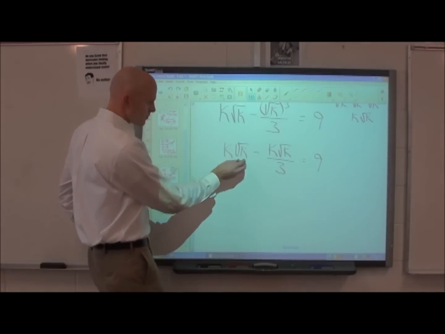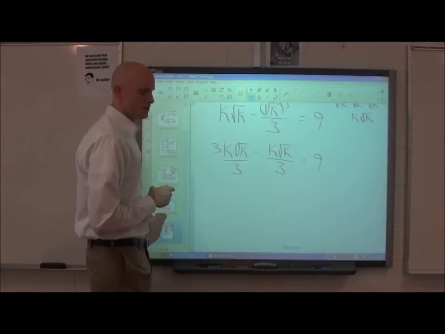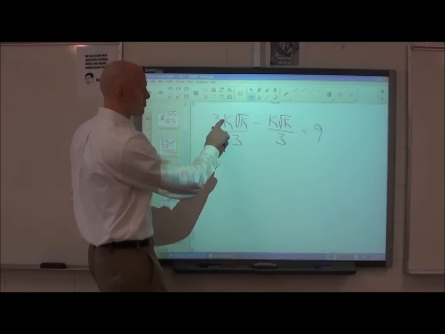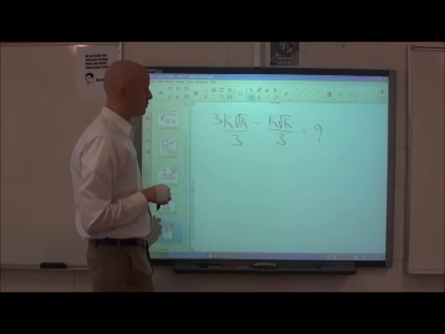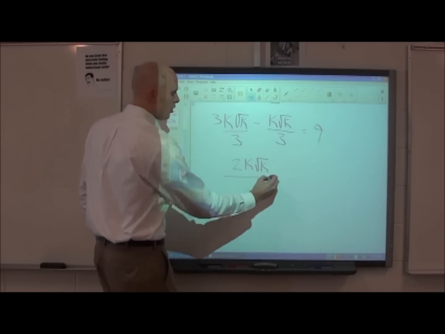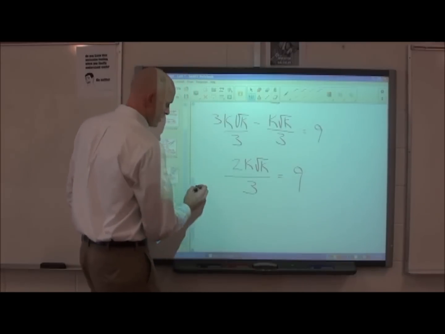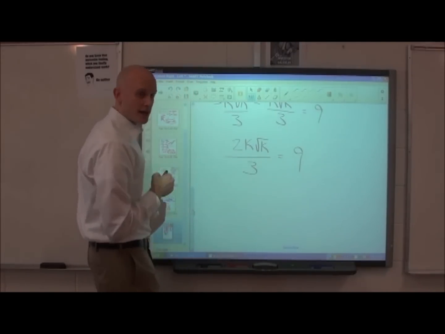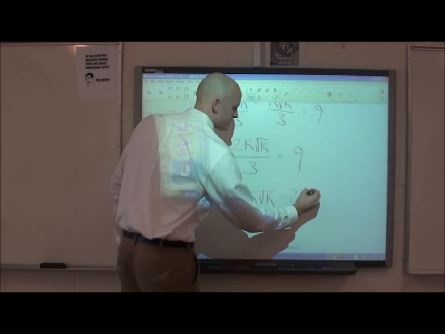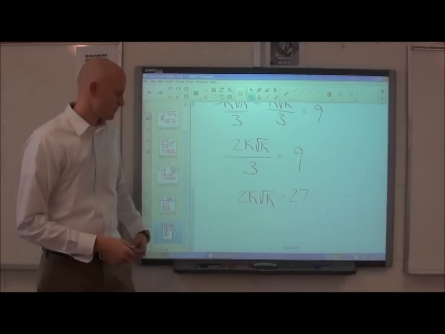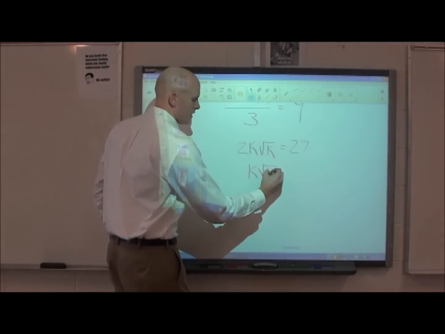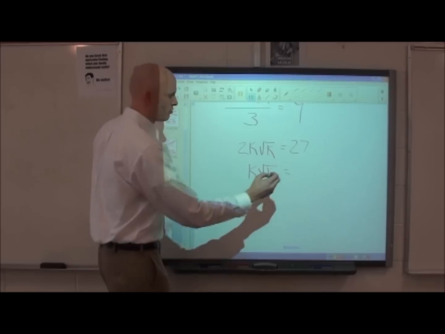Simplify. Multiply each of these by 3 so that we have a common denominator. Now we can subtract. 3k square root of k minus 1k square root of k is 2k square root of k over 3 equals 9. Simplifying further, multiply both sides by 3. 2k square root of k equals 27. This k square root of k equals, divide by 2, 27 over 2.